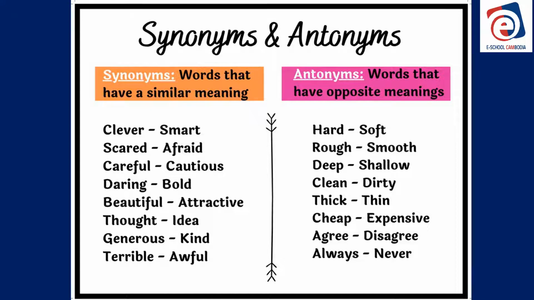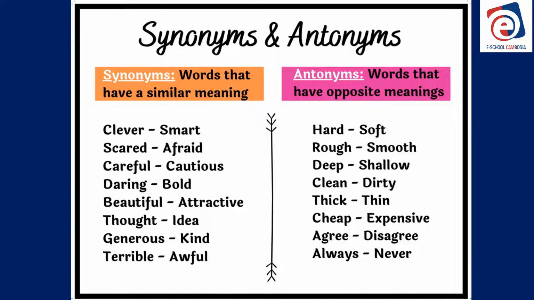All right, and so let's just look at the next slide, synonyms and antonyms. Synonyms are words that have similar meaning. Maybe not exactly 100% the same meaning, but similar meanings. Clever, smart. Scared, afraid. Careful, cautious. Daring, bold. Beautiful, attractive. Thought, idea. Generous, kind. Terrible, awful. So pay attention to the pronunciation of these words and pay attention to the syllable stress.